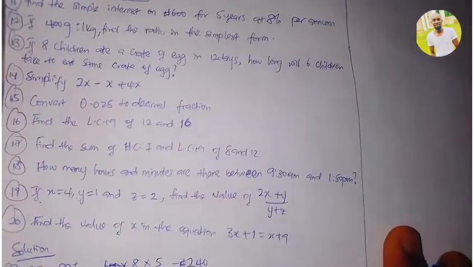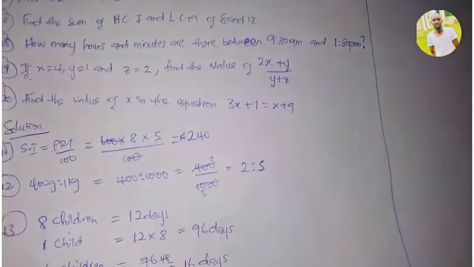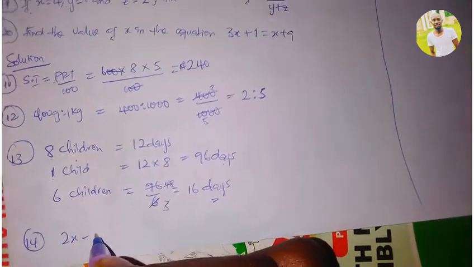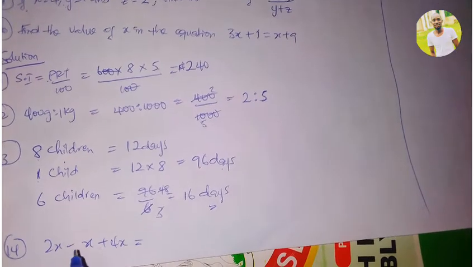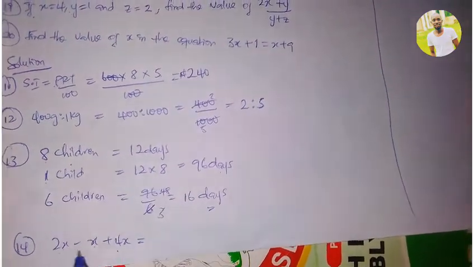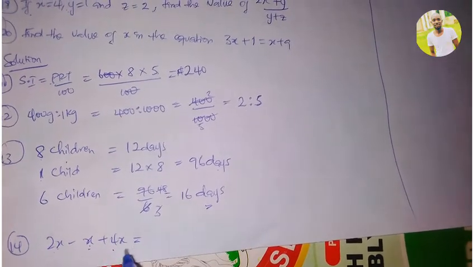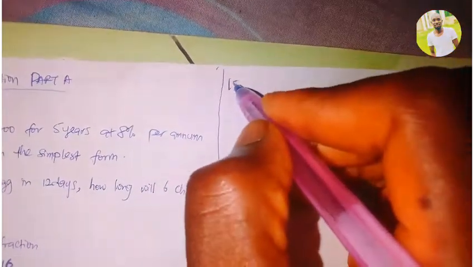For number 14 question, what do we have? We said simplify 2x minus x plus 4x. Now these are all like terms. In which case 2 minus 1 plus 4. 2 minus 1 is 1, that's like 1x. 1 plus 4 is 5. So my answer is 5x. Very simple question.